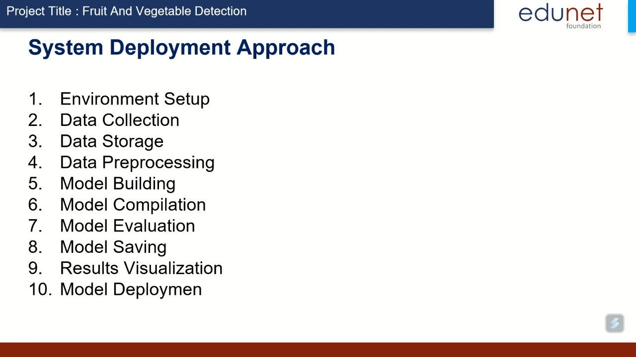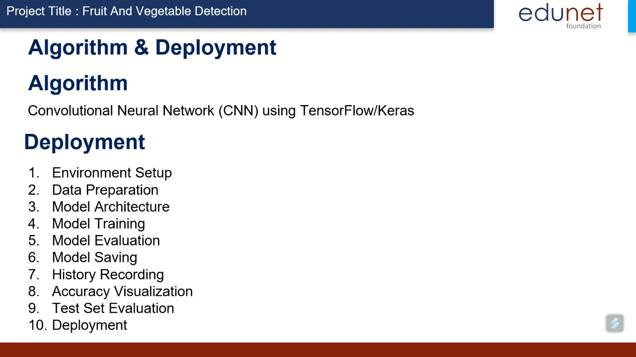The system deployment approach is: we have to set up an environment, collect the data and store the data, pre-process the data, create and build a model, and compile the model. We have to evaluate the model and save the model. By using visualization, we get the result graph, and then the model will be deployed. The algorithm we use in the project is a convolutional neural network using TensorFlow and Keras. Here is our deployment process.